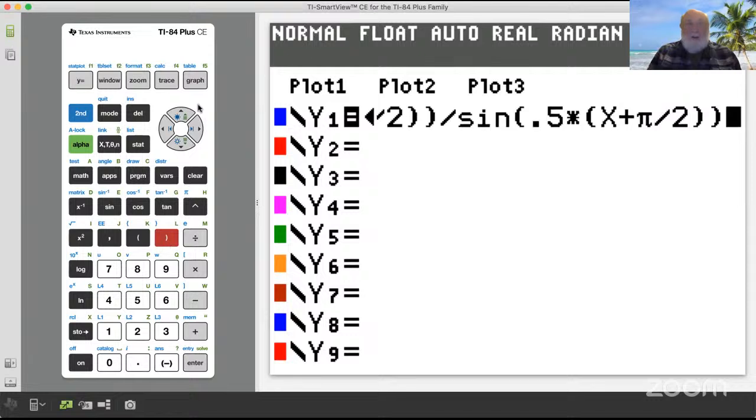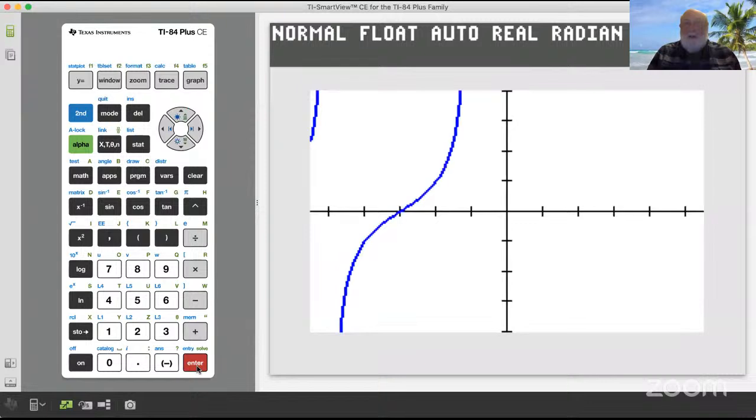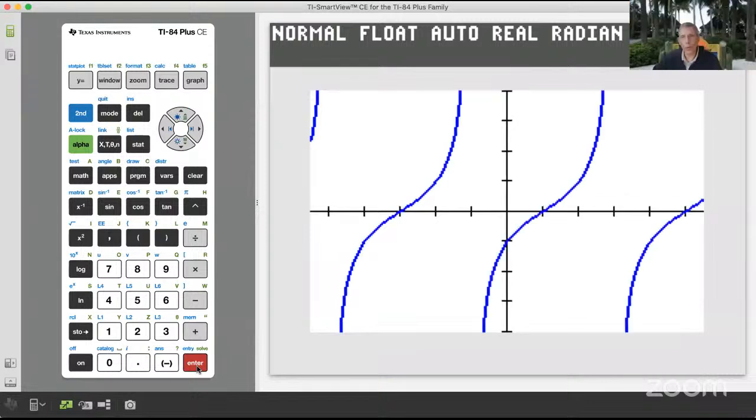All right. Well, and for a window, let me look under my Zoom windows here. Oh, number 7 there, Zoom Trig. Why don't we go down and use that? I think that's kind of optimized for functions like this. Pretty cool. Very nice.